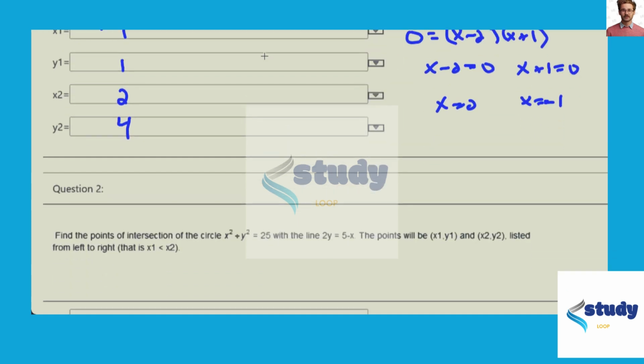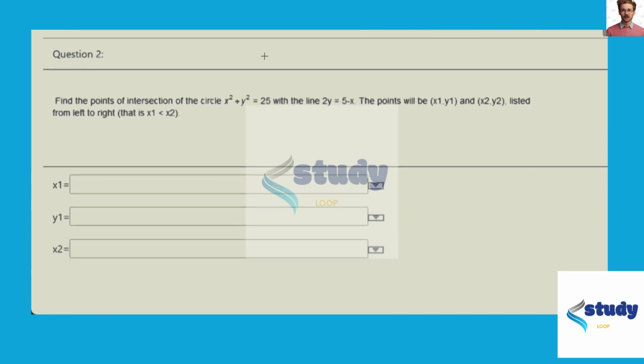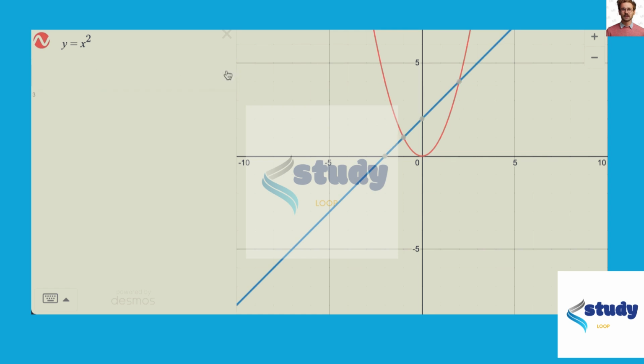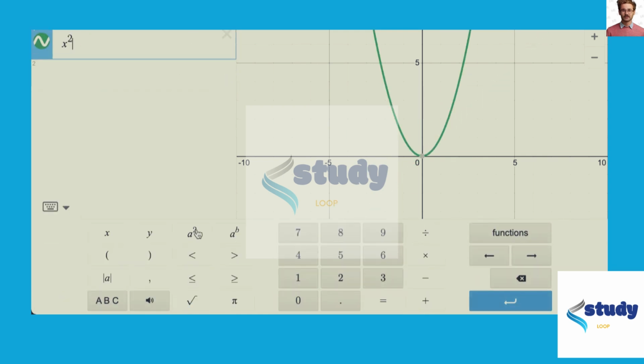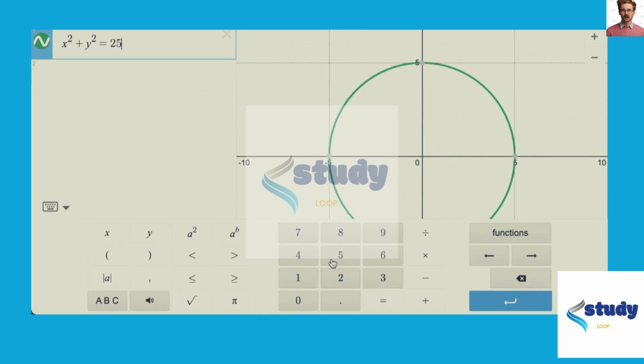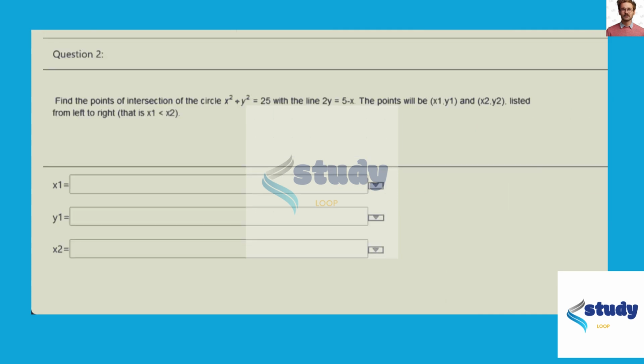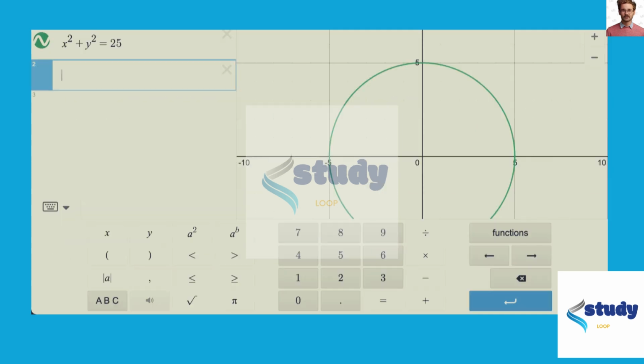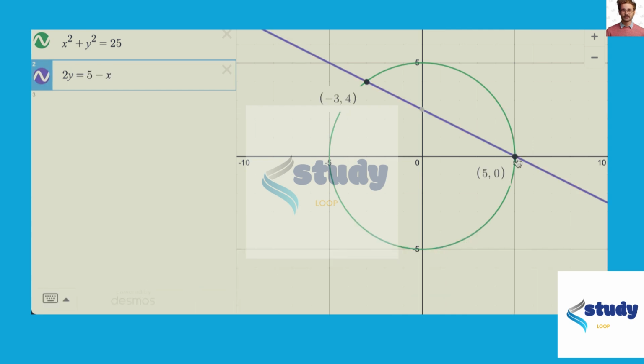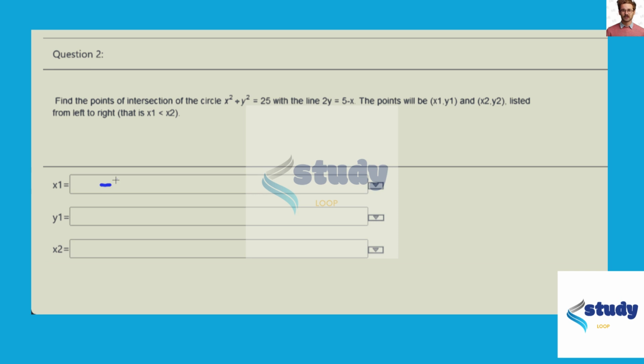Next one. Points of intersection with the circle x squared plus y squared equals 25 and the line 2y equals 5 minus x. The points are (-3, 4) and (5, 0).